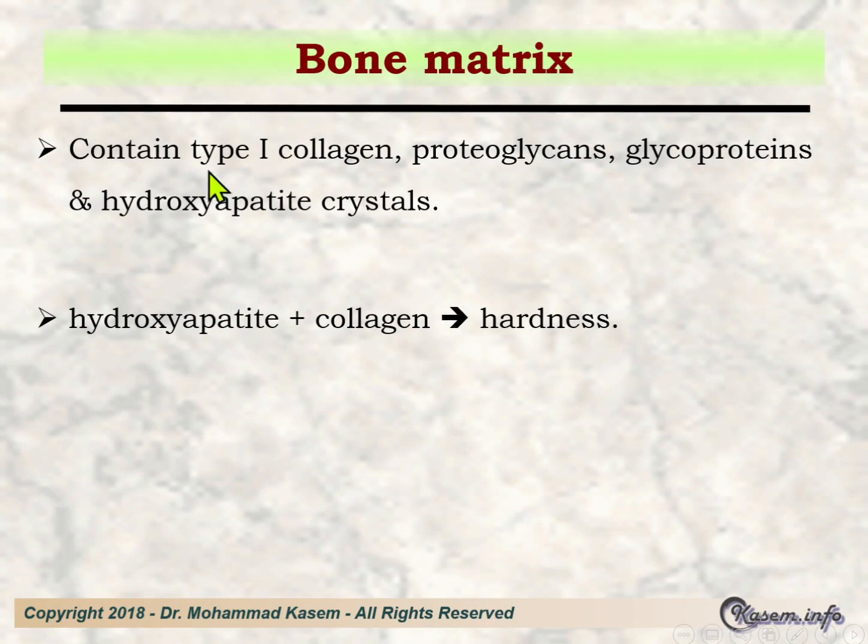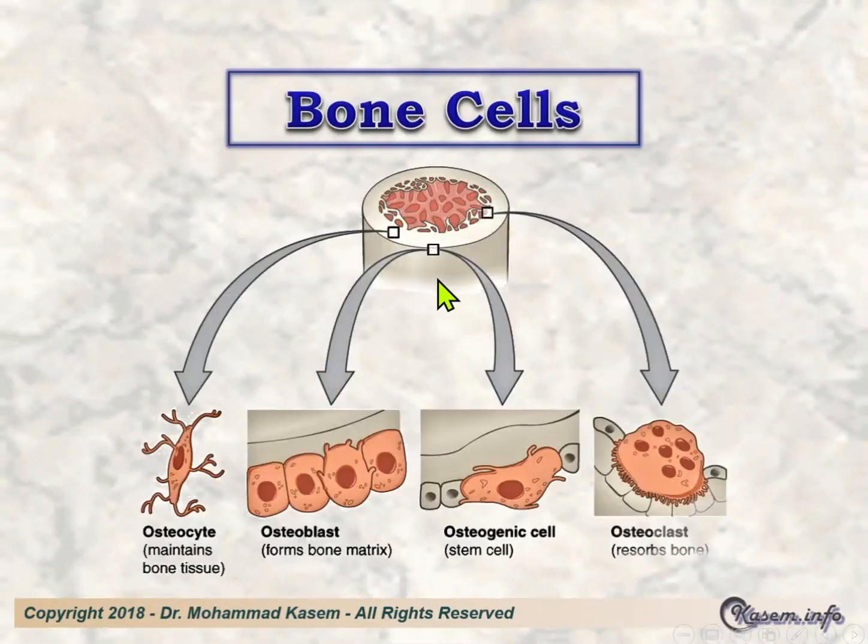So the bone matrix contains type 1 collagen, proteoglycans, glycoproteins, and hydroxyapatite crystals. We have to know that hydroxyapatite crystals, together with collagen fibers, are responsible for the hardness of bones. The bone cells may be osteocytes, osteoblasts, osteogenic cells, or osteoclasts. We shall talk about each one of these in the next slides.